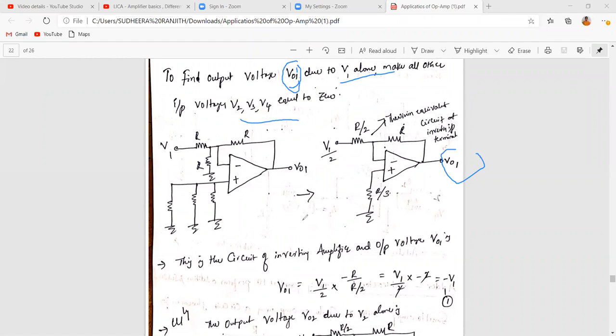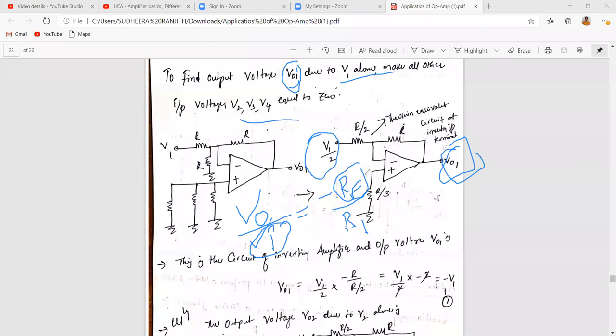So what about V01? What is the output of a general inverting amplifier? V0 by Vin equal to minus RF by R1, right? What is V0 here? V01. What is Vin here? V1 by 2. What is RF here? R. What is R1 here? R by 2. The same thing I am replacing here. V01 equal to V1 by 2 into minus RF by R1, minus R by R by 2. So these two get cancelled and we are having constant 2, and these two also get cancelled. Finally, V01 equal to minus V1.